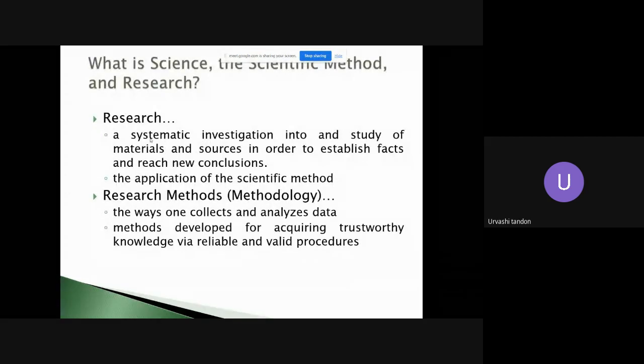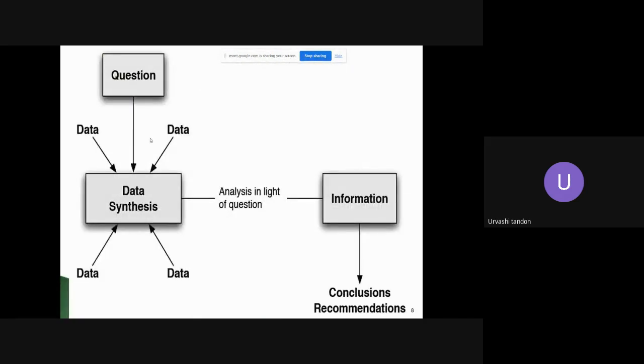So research, the whole story which I was telling you prior, helps us to summarize: it is a systematic investigation into and study of materials and sources in order to establish facts and reach new conclusions. And the way one collects and analyzes the data, and the methods which are developed for acquiring this trustworthy knowledge, is called your research methodology. The whole research process can be summarized here.